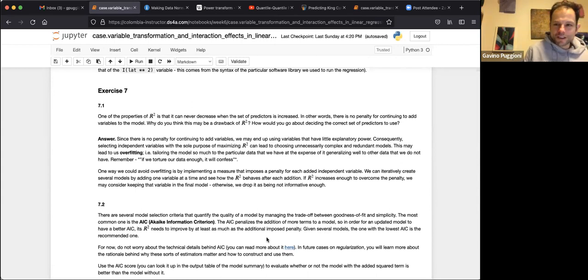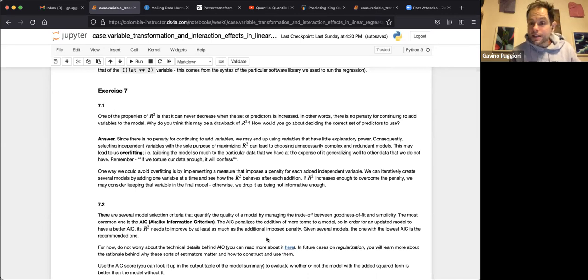Yes, if you torture your data enough, it will confess. That means that if you really, really try hard to mindlessly get the answer that you want to get, you would get it, but that would be completely unethical, right?